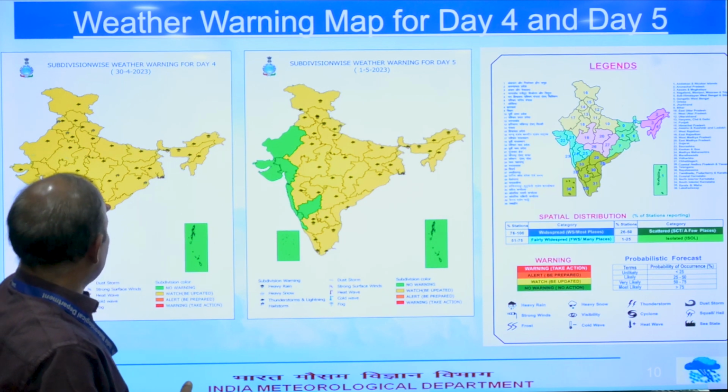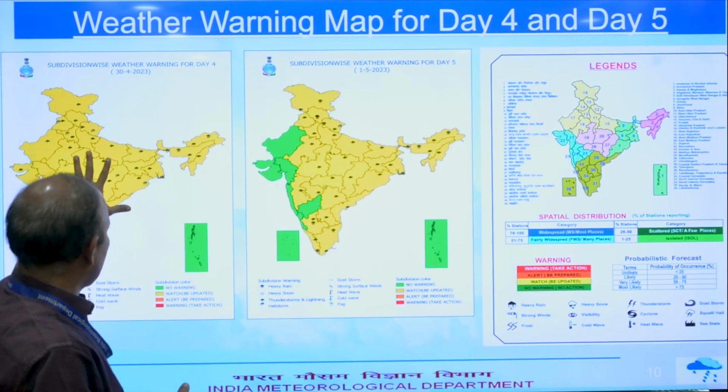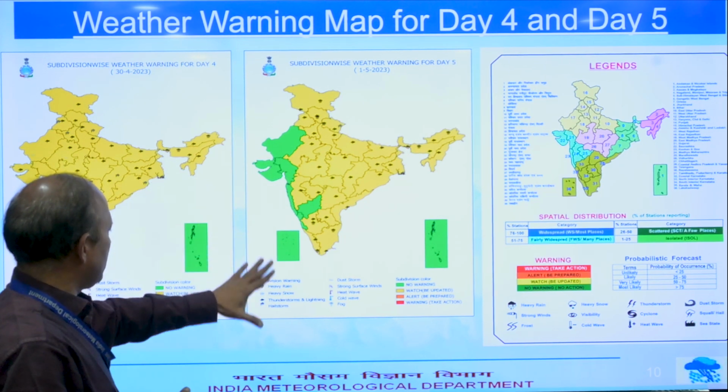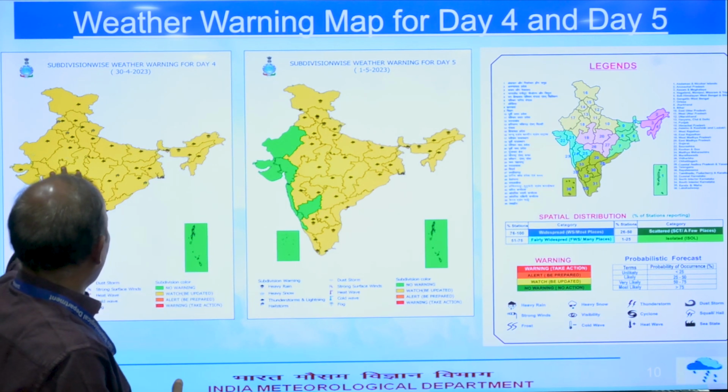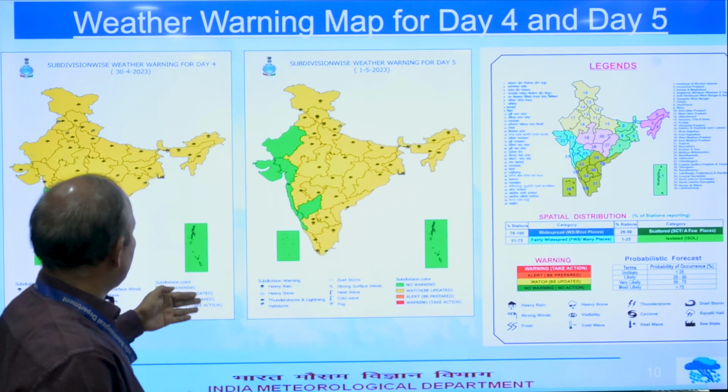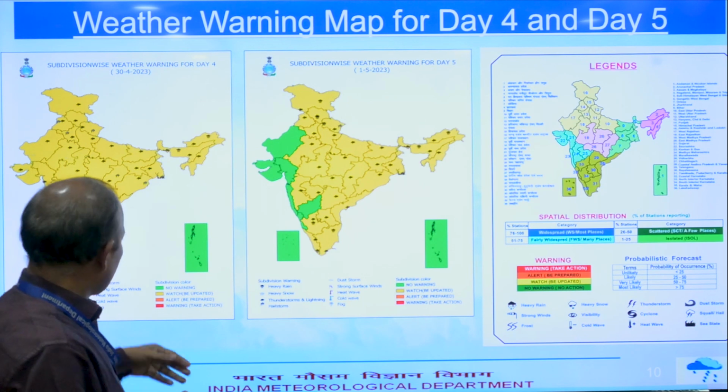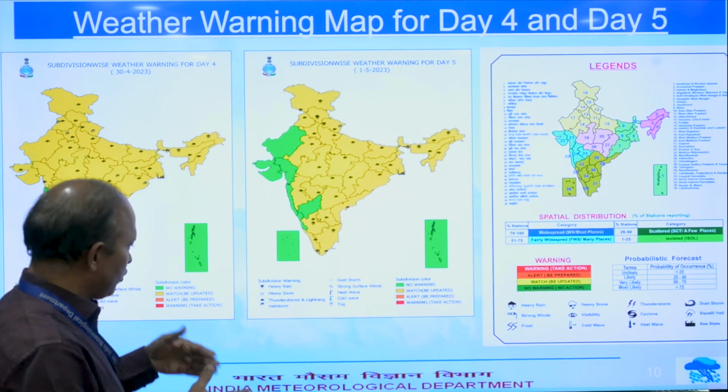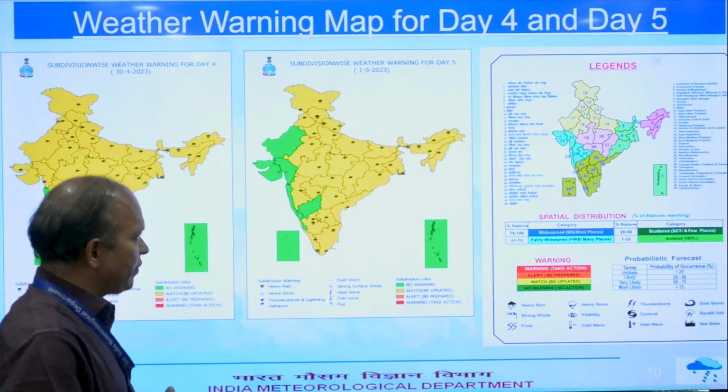For all these weather phenomena, orange means watch. We have to keep track of these developments, and the concerned states have to take precautions also. So this is the 5-day warning.